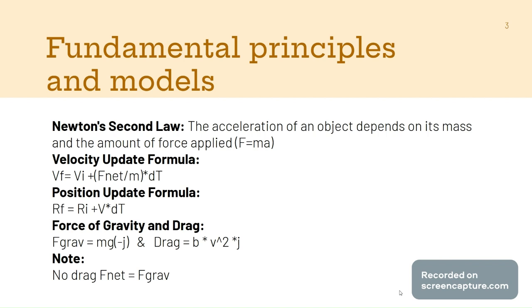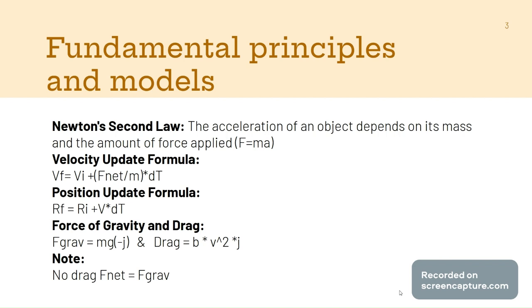Some of the fundamental principles we ran into while doing this lab were, first, Newton's second law: the acceleration of an object depends on its mass and the amount of force applied, or better known as F equals ma. The velocity update formula, which is velocity final equals velocity initial plus F net over mass times delta time. The position update formula, which is position final equals position initial plus velocity times change in time.